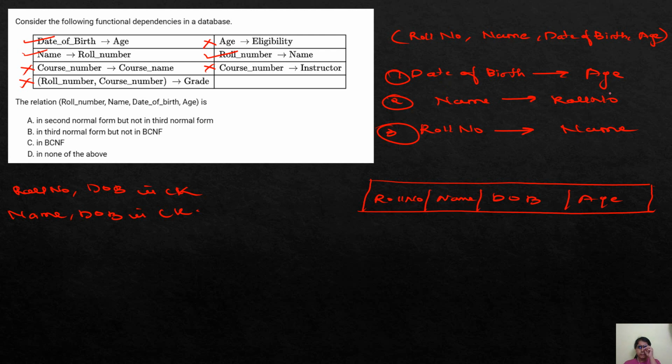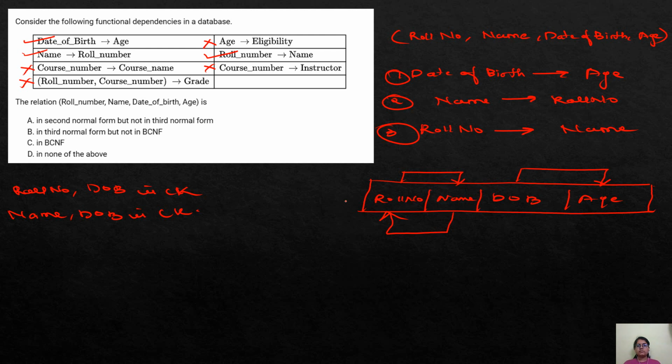So what is deriving, we will mark with an arrow. Date of birth is deriving age, so in age we will have an arrow. Name is deriving roll number, so here we will have an arrow. And roll number is deriving name, so here we will have an arrow.